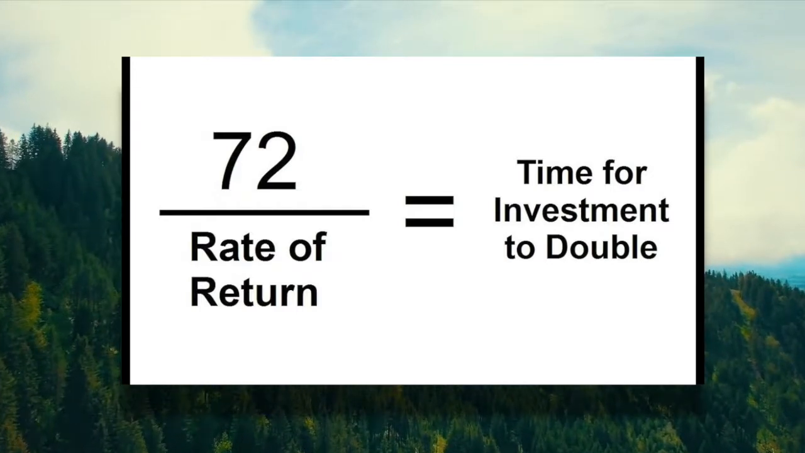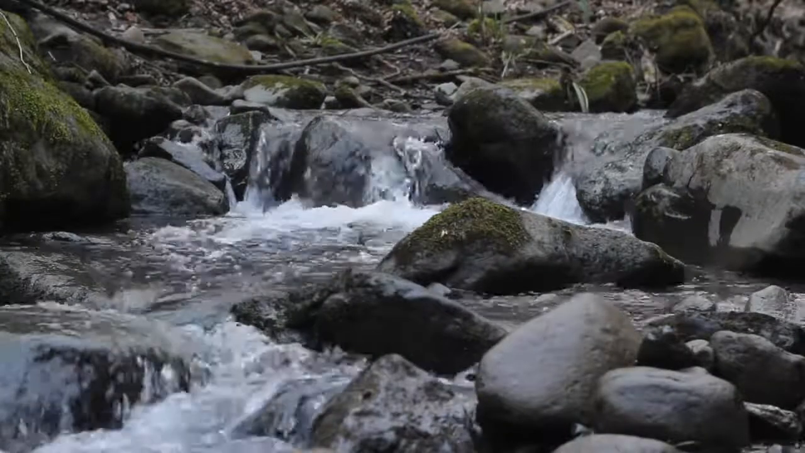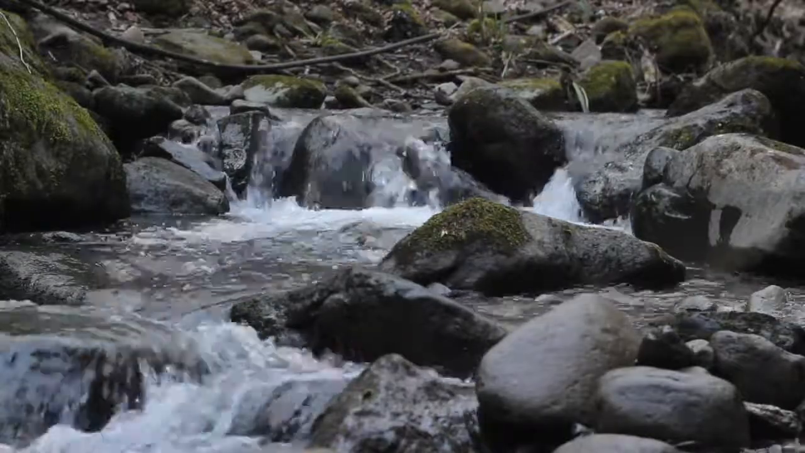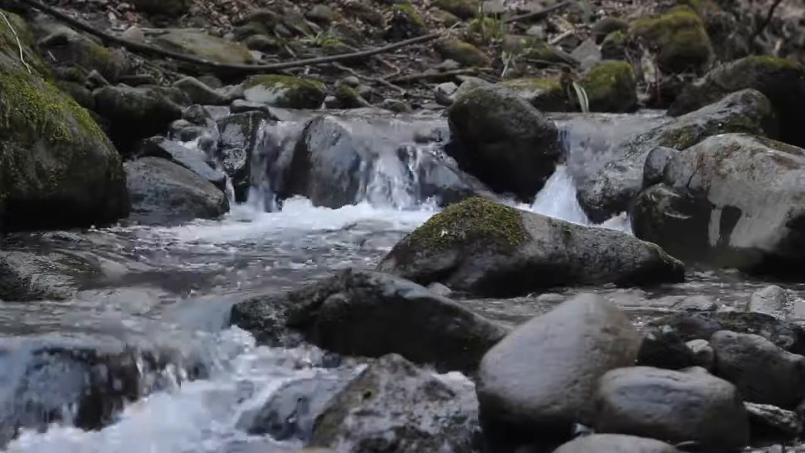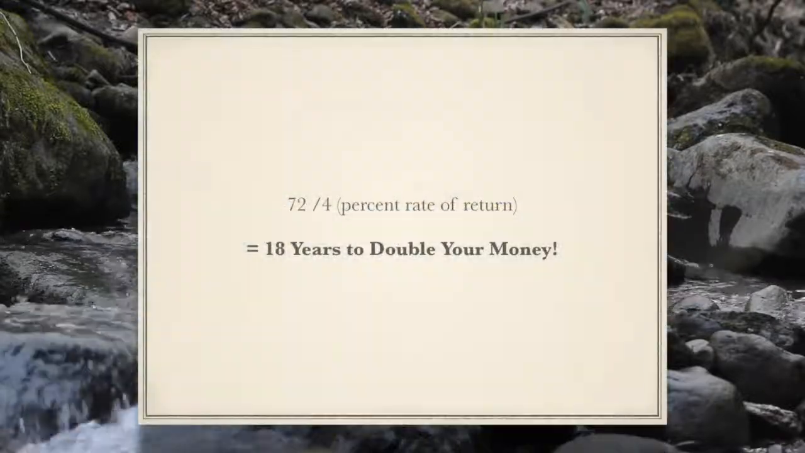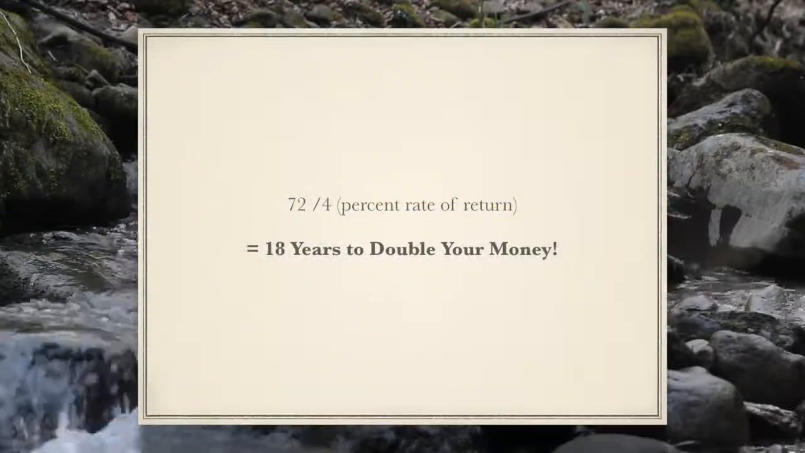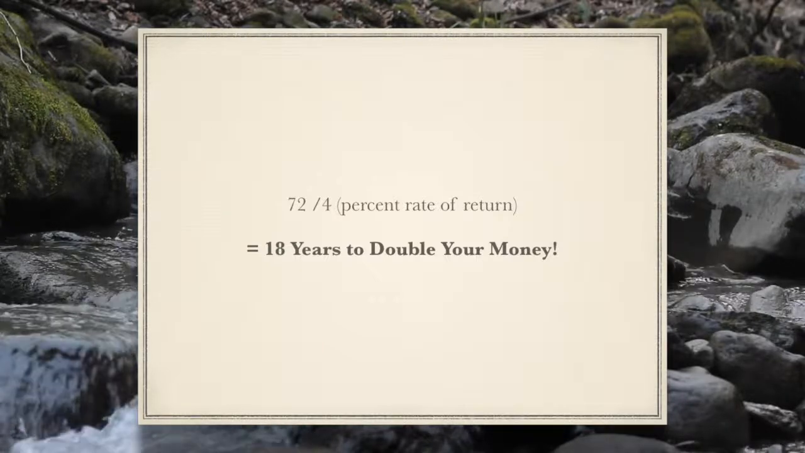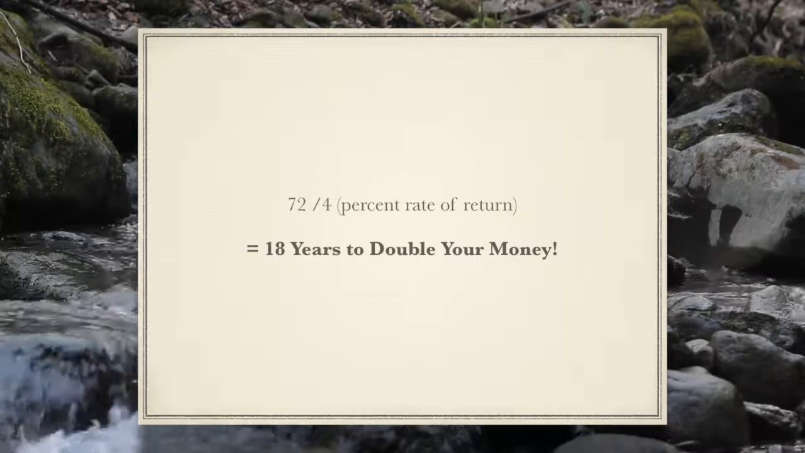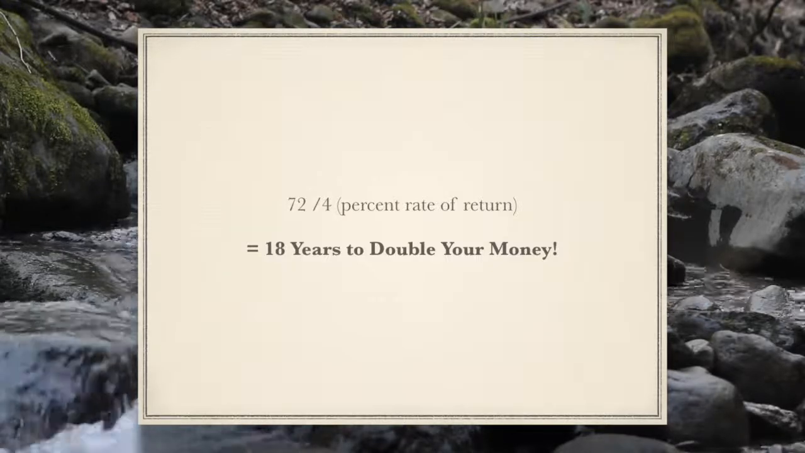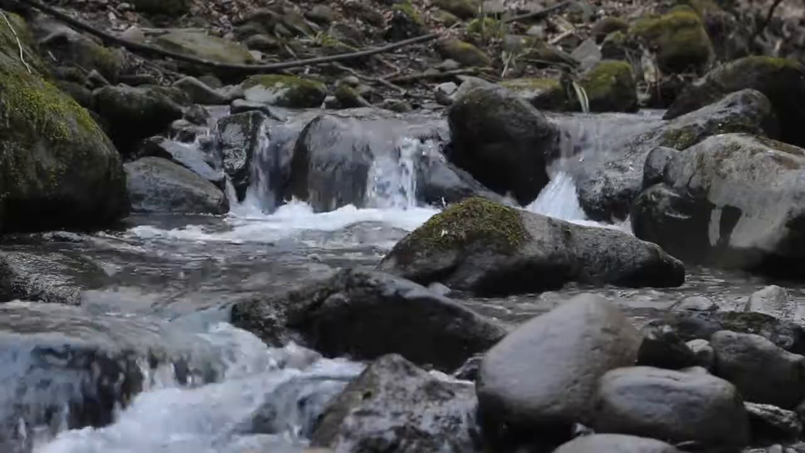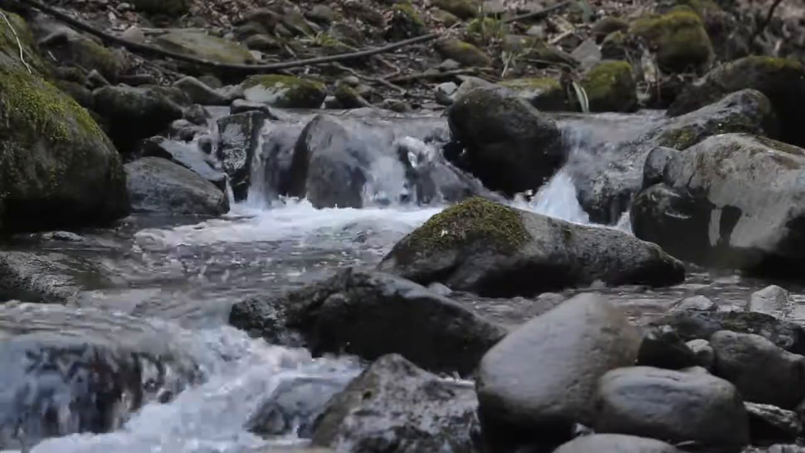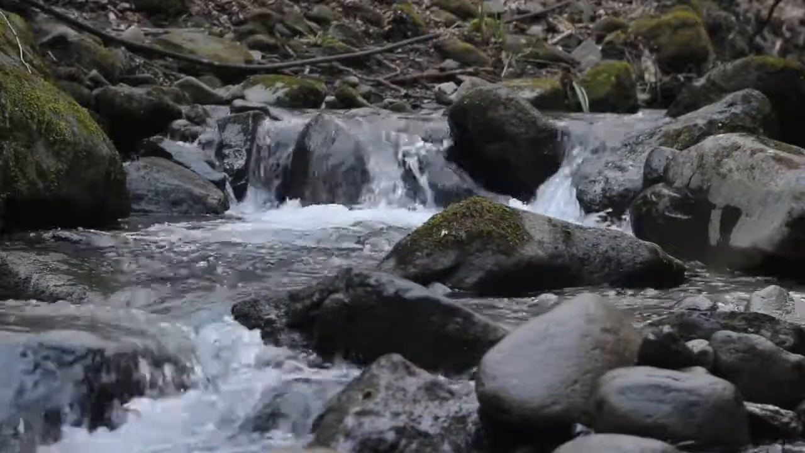For example, if your rate of return is 4%, and your initial investment was $100,000, then it would take you 18 years to double your money. Let's do the quick math. Take 72 and divide that by 4, which is the percentage rate of return on a yearly basis. The result is 18, which is the number of years it would take to double your initial investment. Put another way, a $100,000 investment would double to $200,000 after 18 years at a rate of return of 4% annually.